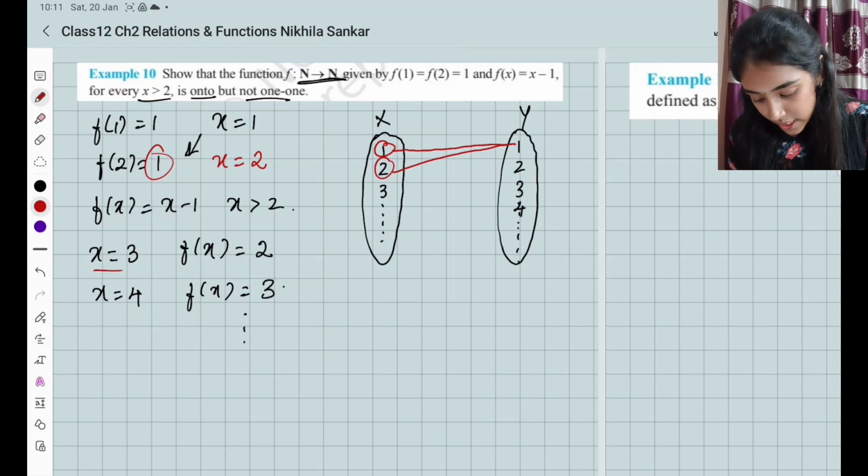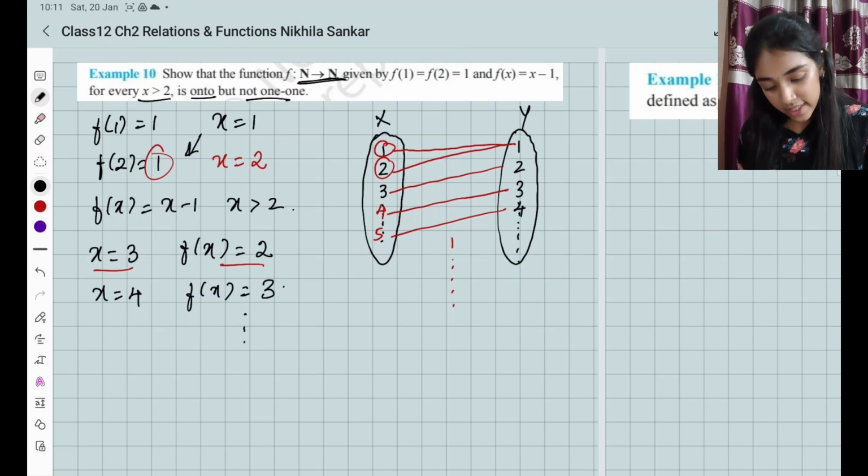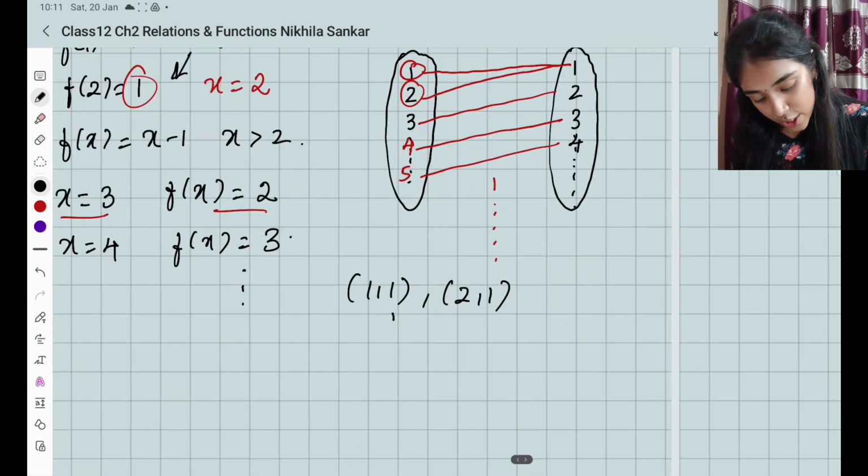You have 3, 2. So you have 3, 2. Now at this place I put 4. You have 4, 3. If I put 5, 5, 4. It keeps getting mapped like this. So even if all the other functions are going to be 1 1, you see that 1, 1 is there, 2, 1 is there. So from this what do you see?